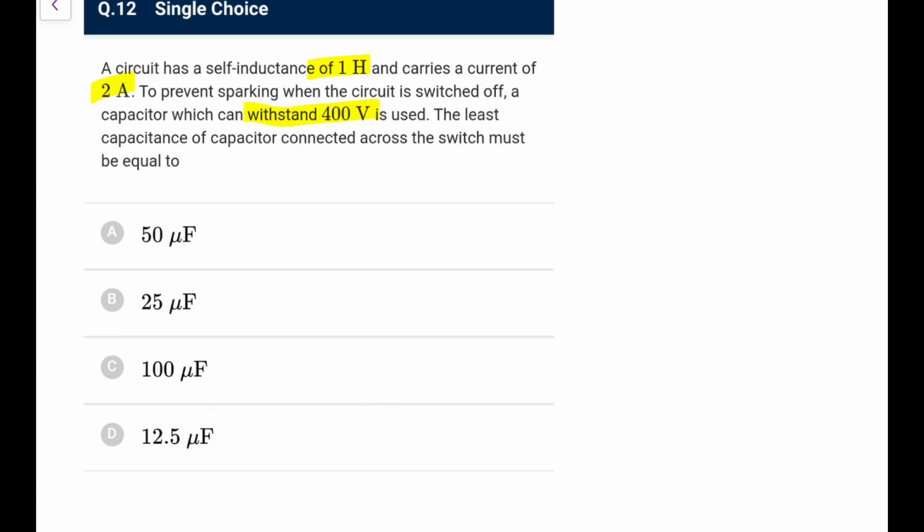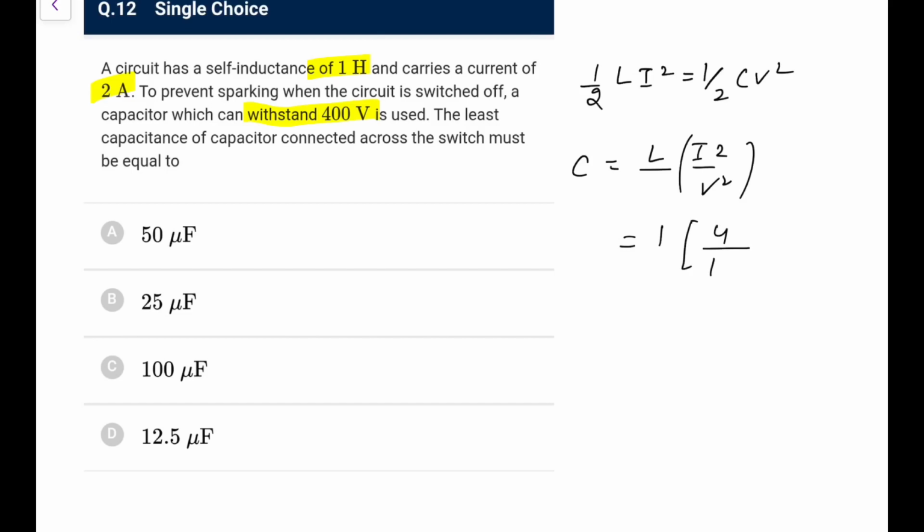So what we can have is that energy balance must be there. Energy balance means at peak it is getting energy half Li square, that should be equal to half C V square. That is what is required. So it should be able to hold that energy. So this capacitance comes out as Li square by V square. I can write half and half get cancelled. This is 1, this is 4, and this is 16, 0, 0, 0. So what we are left with is 1 upon 4, I can write into 10 to the power minus 4, or you can write it as 25 microfarad if you solve it. This is option B here.